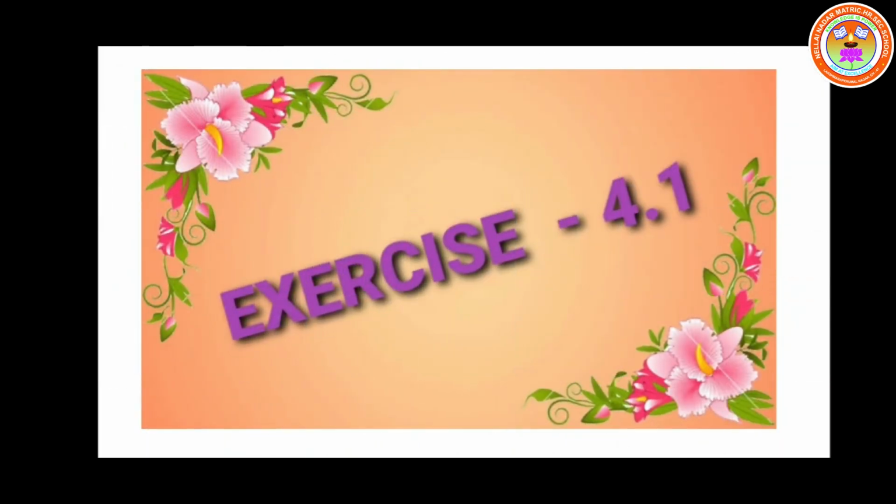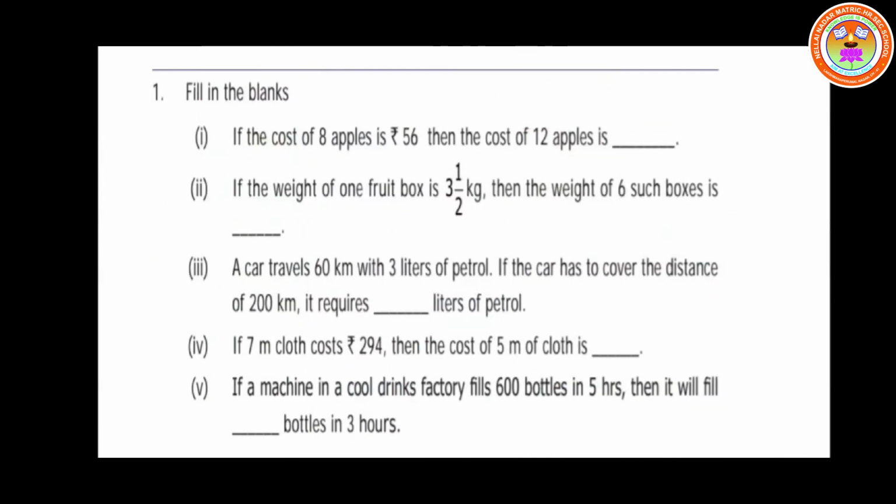Yes. Now let us move on to the exercise 4.1. In today's session, we are going to do exercise 4.1 only fill up and true or false. Okay. The balance sums we will do in the next session. So 4.1, first fill in the blanks. First one, if the cost of 8 apples is rupees 56, then the cost of 12 apples is dash. That is your question. Understood, children?